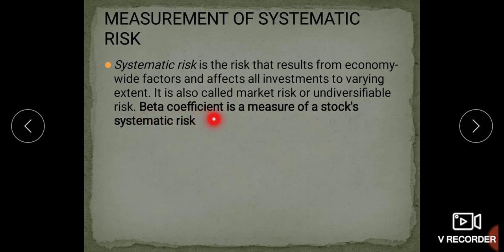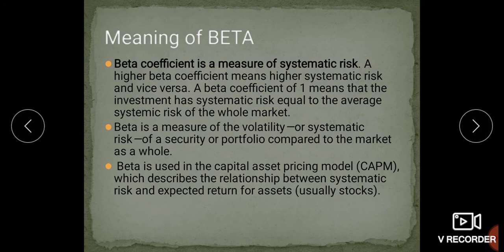So beta coefficient is a measure of a stock's systematic risk. A particular measure that is used to measure this systematic risk is known as beta coefficient. Beta of a particular stock means the systematic risk of that particular stock. Now we can see some interesting facts about this beta. It is a measure for calculating the systematic risk.